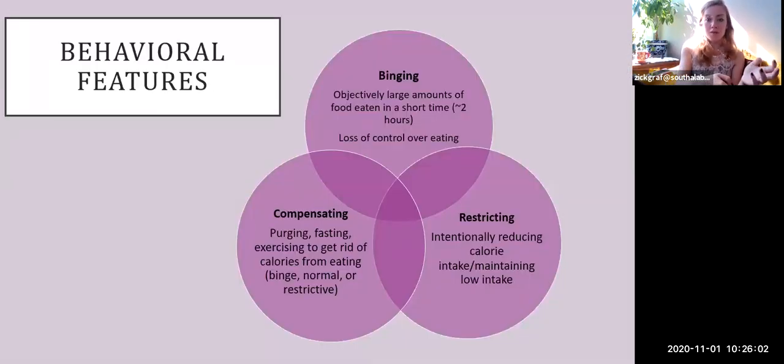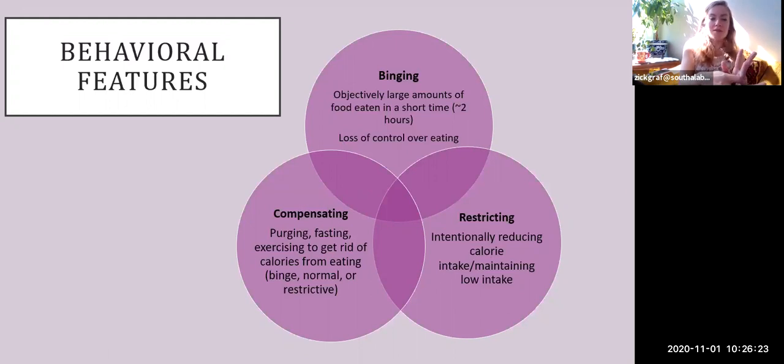Okay, so when we talk about eating disorders, we're talking about three important constellations of problematic eating behaviors. The first problematic eating behavior is restrictive eating, which is intentionally reducing one's caloric intake, or the amount of food someone's taking in, and maintaining a low intake over time.